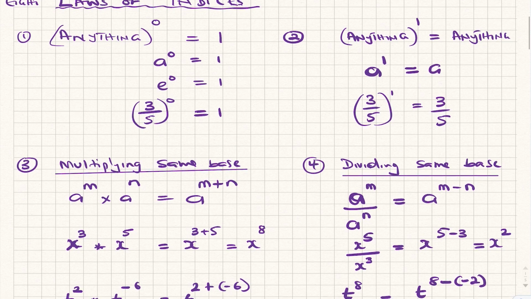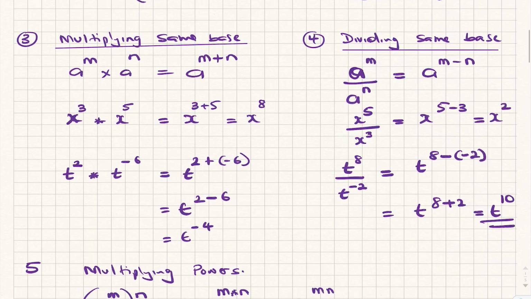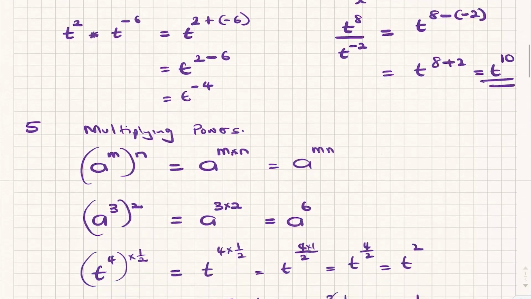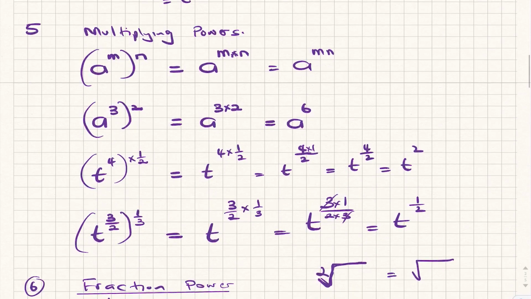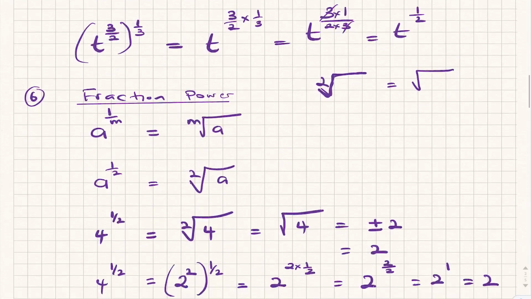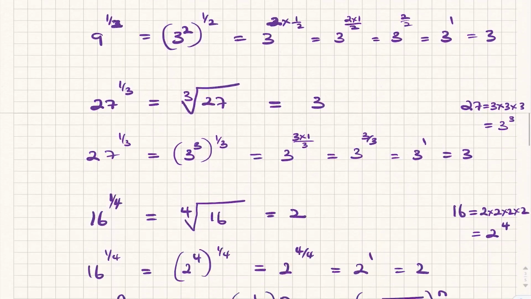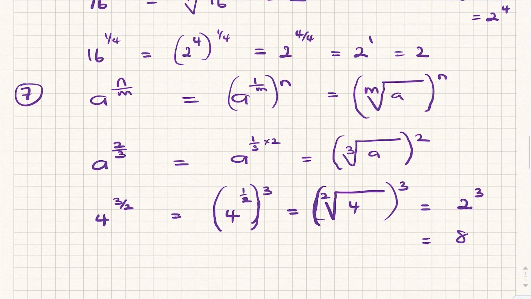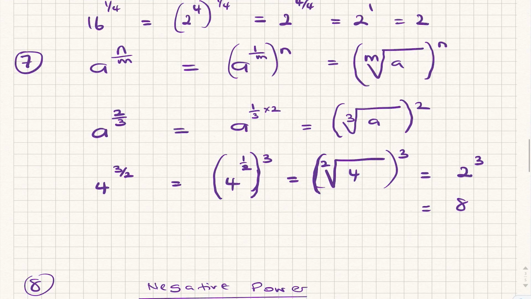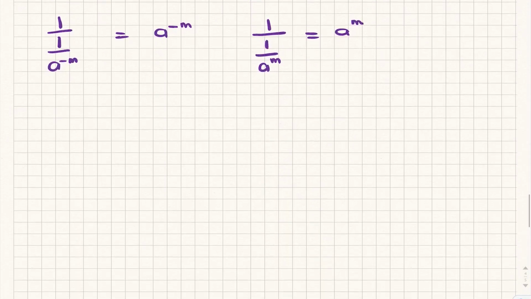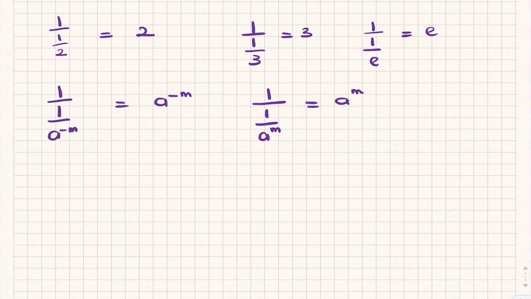Law 1, anything to the power of 0 is 1. Number 2, anything to the power of 1 is anything. Number 3, multiplying same base. Number 4, dividing same base. Number 5, multiplying powers. Number 6, fraction power. Number 7, fraction power still with 1 with non-1 in the numerator. Number 8, negative power, and that's all the examples on the law of indices.